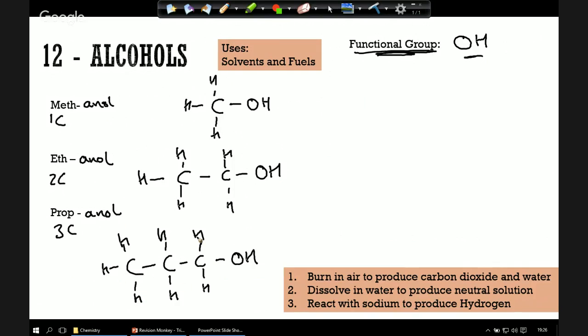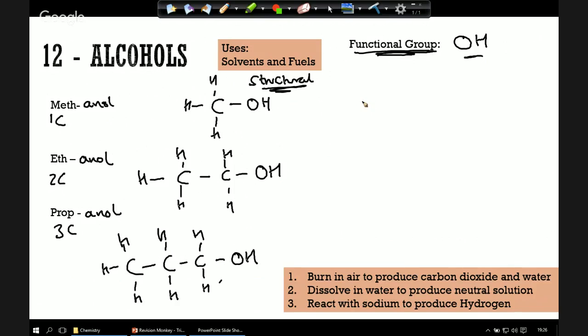Some people like to draw propane first and then scrub out the last H and put an OH on the end. That's absolutely fine as well. That's good to do. And then we need to name them. So this is our structural formula, okay, where we might be asked to draw them, and you could be asked to draw any one of these 3. And then we might be asked to name them as well.